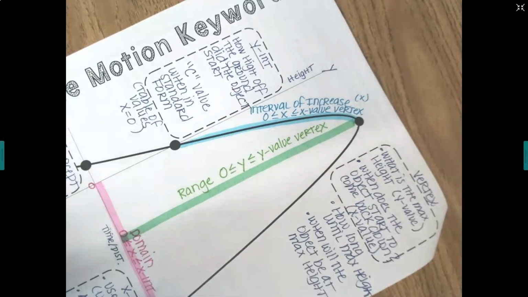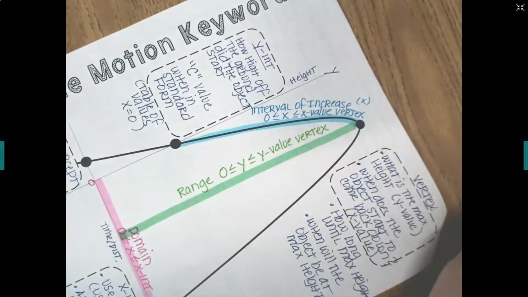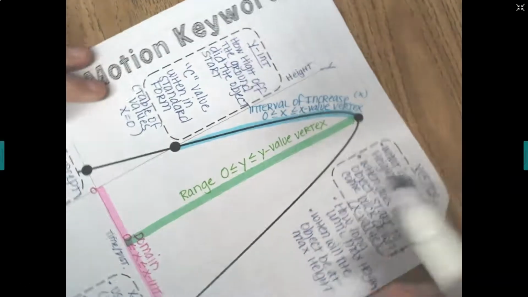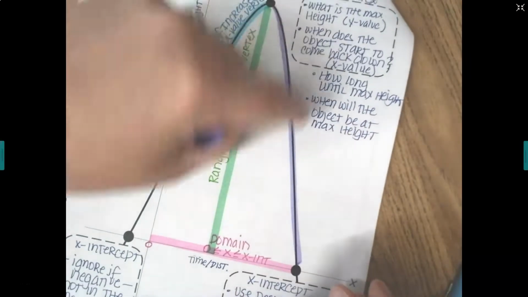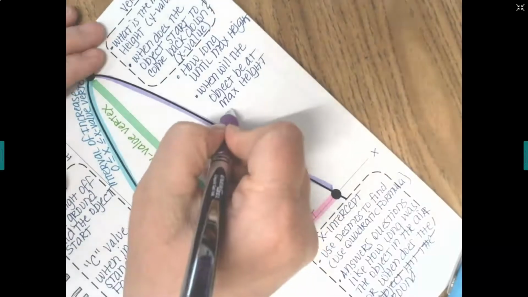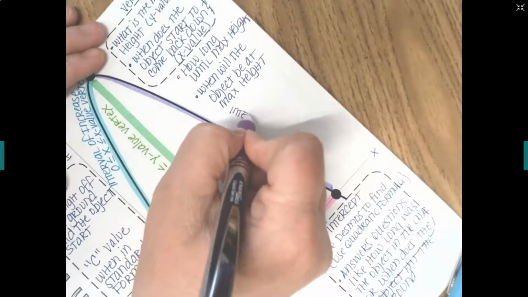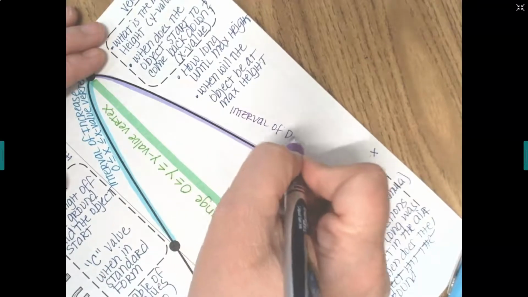Now we just said at the vertex we were going up, and now it starts going down. So from the vertex all the way down to the ground, if we're traveling from left to right, we're now going down the hill. So that's a decrease. So this is an interval of decrease.